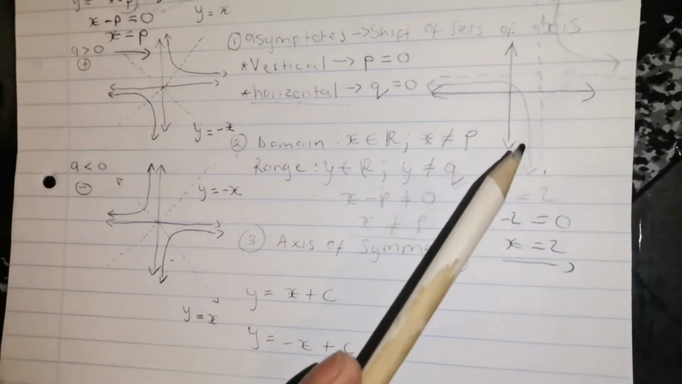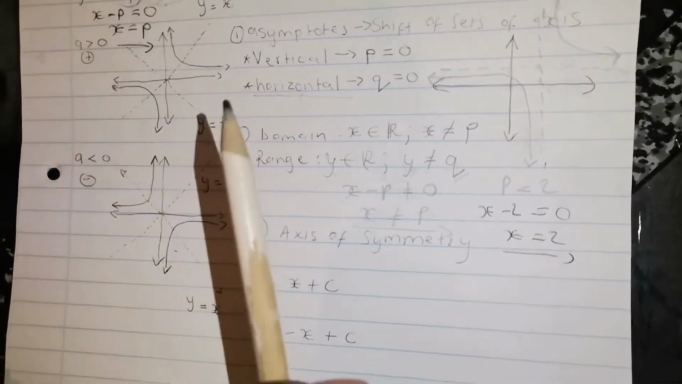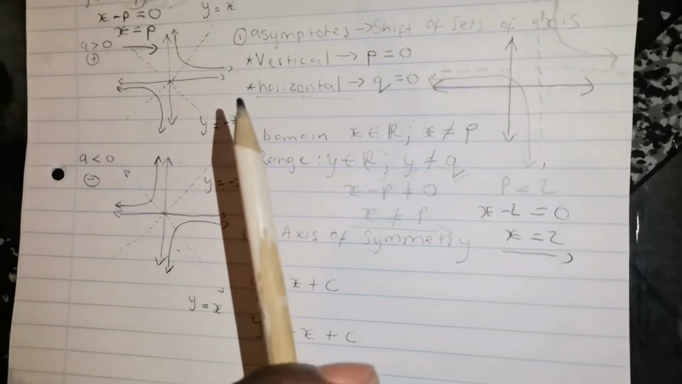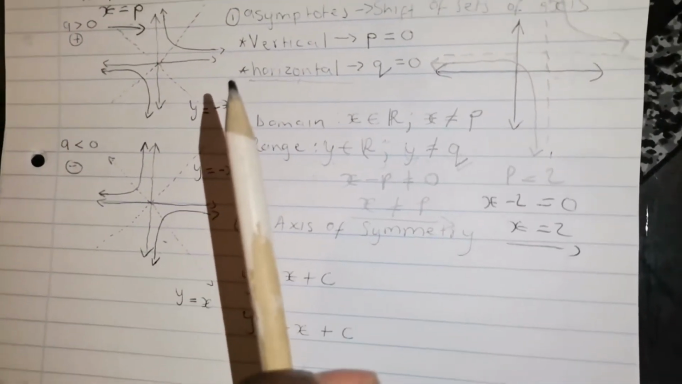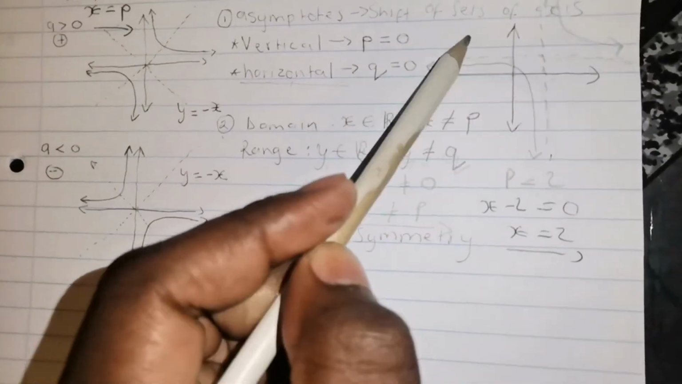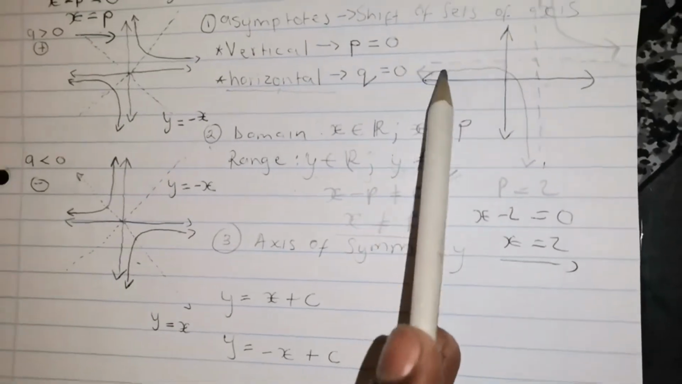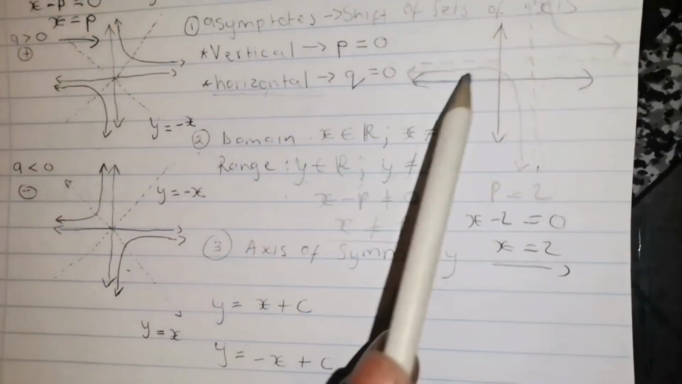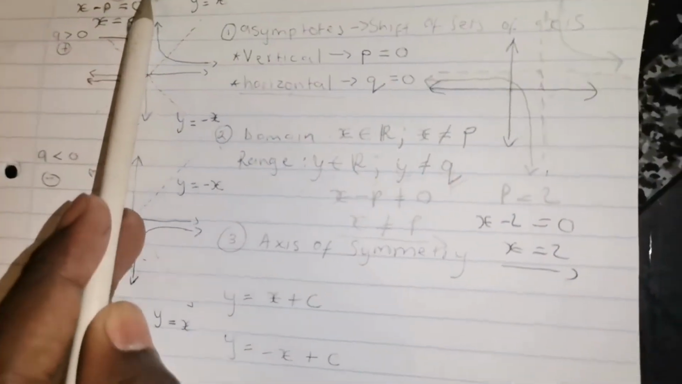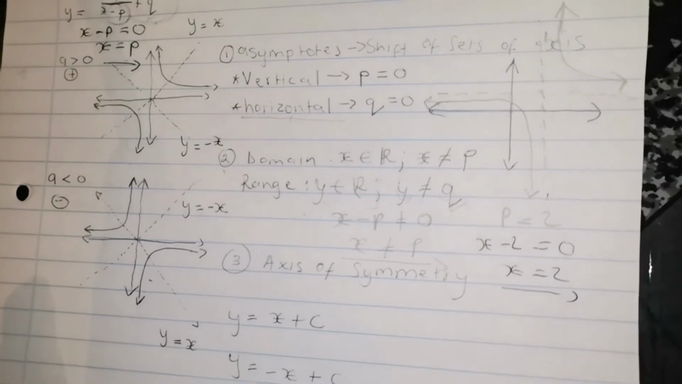It is where the y value is undefined. That's where our graph is not found. That is where our graph is invalid. That's where our graph is limited from touching or passing through that dotted line. Hence we say y should not be equal to this line. Y should not be equal to 1 in this graph. Y should not be equal to q for this equation. That's how we determine the range of this function.